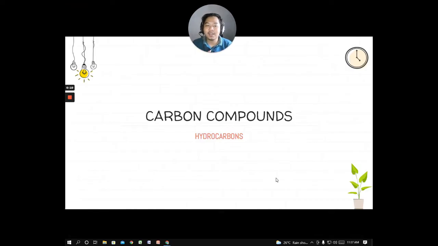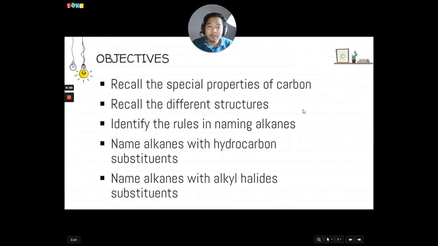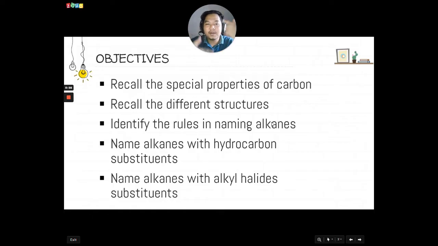For this particular session, we are to continue discussing the topic of carbon compounds, specifically hydrocarbons. If you can recall, either in our synchronous session or in a lecture video that I posted before, we've talked about the history of carbon and the special nature of carbon, what makes it special. For today's session, we are to recall the special properties of carbon, recall the different structures, and identify the rules in naming alkanes. We'll be naming alkanes with substituents and even alkanes with alkyl halide substituent. So without further ado, let's go!